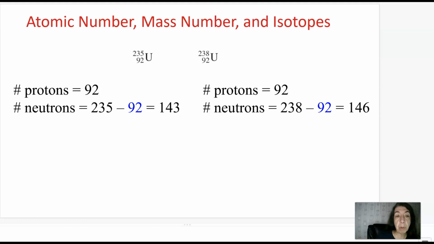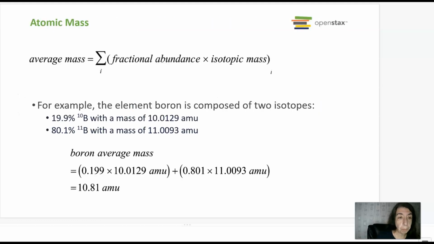Uranium has a number of different isotopes. It always has 92 protons, because that makes it uranium. And uranium-235 would be 235 minus 92, so it would have 143 neutrons. Uranium-238 would have 146, and sometimes there are various other ones. So as you get into the bigger, especially the heavy transition metals and lanthanide and actinide series, some of these have a lot more isotopes.